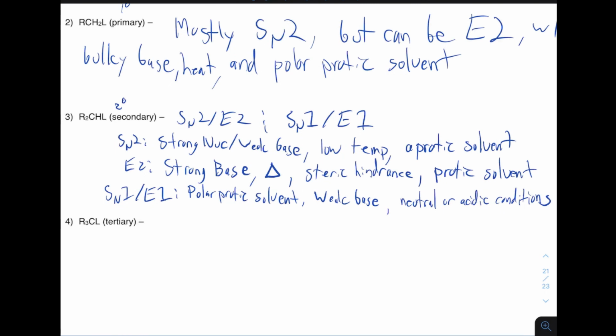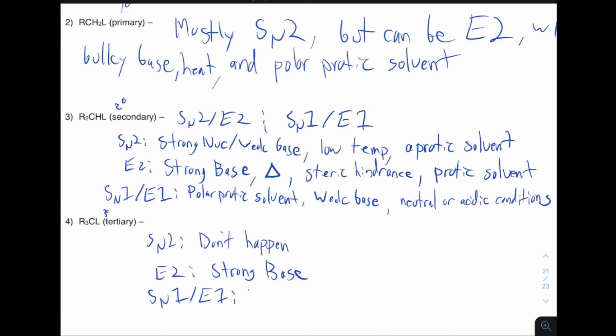So for tertiary, there's still some difference here, but not as much. SN2 reactions basically don't happen. For E2 reactions, we know that our tertiary carbon is pretty bulky, so E2 reactions will occur with a strong base. SN1 and E1 reactions will occur, as we already discussed, with a weak base, or with neutral and acidic conditions. So the big thing to look out for here with tertiary carbons is whether it's a strong base or a weak base. If it's a strong base, you know it'll be primarily E2 reactions. And if you have a weak base, a base that isn't negatively charged, essentially, you know that we will be going through an SN1 and an E1 mechanism.